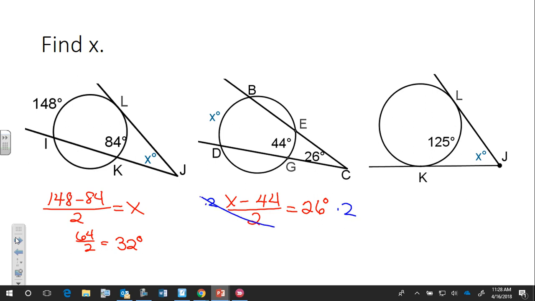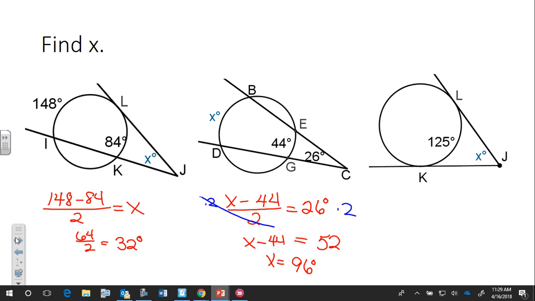And 26 times 2? 52. So what are we going to do? At 44, we get? 96. Is that what you got your way? Yeah. Okay, just write it down on your paper, and you're fine. If you find another way of doing it that makes sense to you, show your work. Make sure you get the right answers, and it doesn't have to be this particular method.